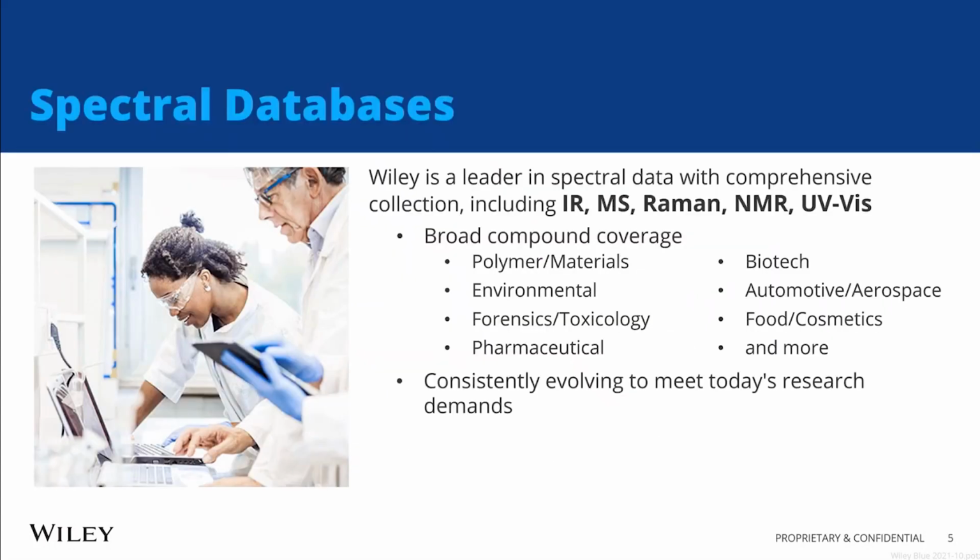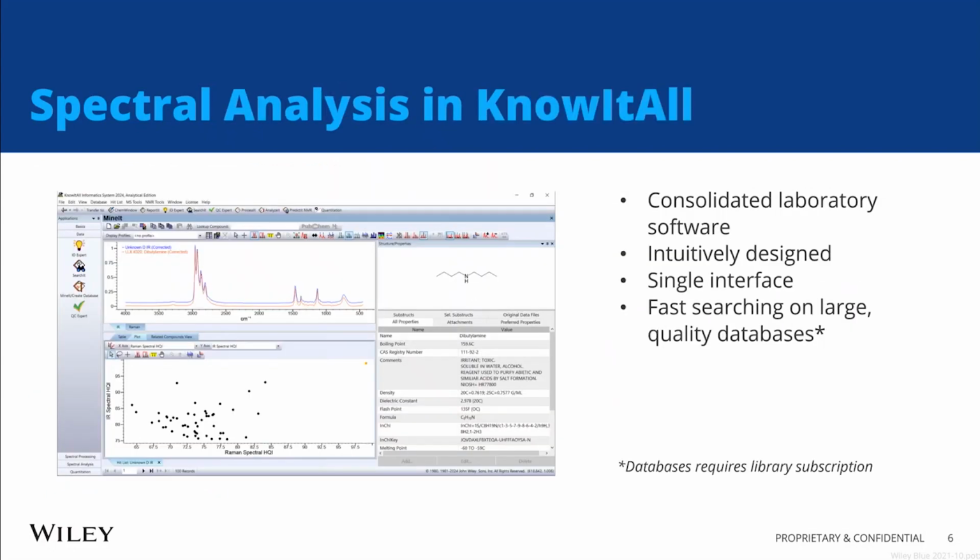So in terms of our spectral databases, Wiley is the leader in spectral data with over 2 million spectra. That's the world's largest collection. We aim to improve analysis and identification, reduce errors, and increase productivity by providing the high level of quality data required for results you can rely on. We have broad compound coverage, and we are constantly adding spectra to our libraries to meet evolving needs. This is trusted data from a trusted source.